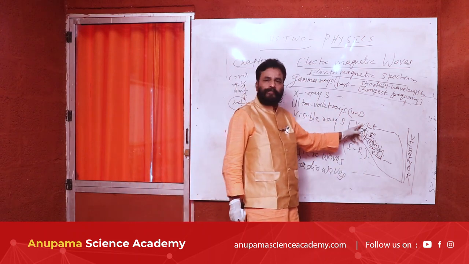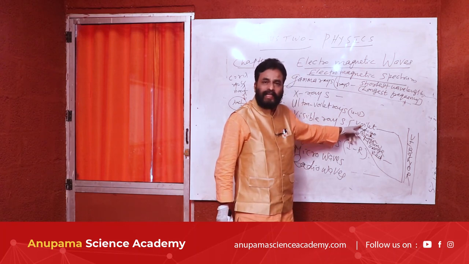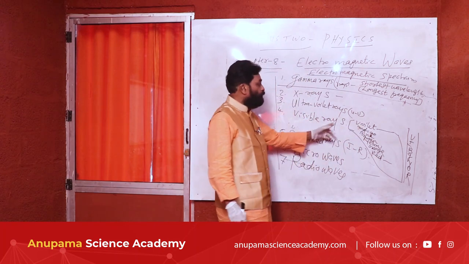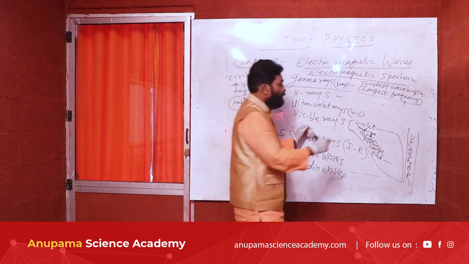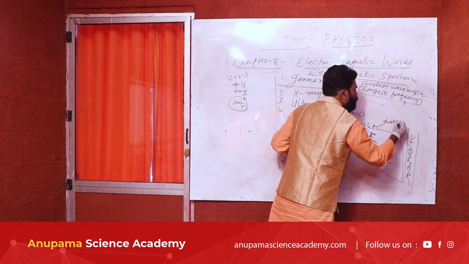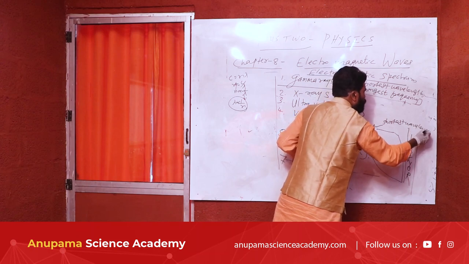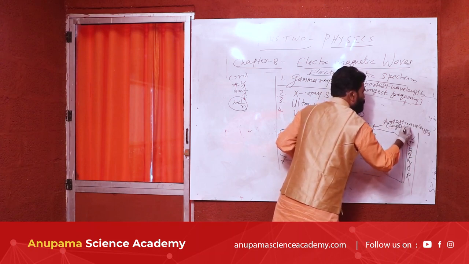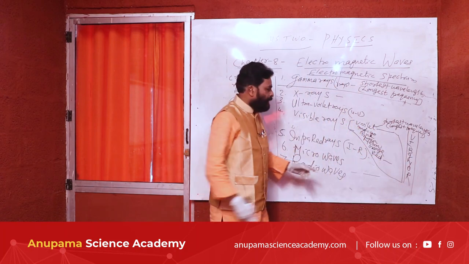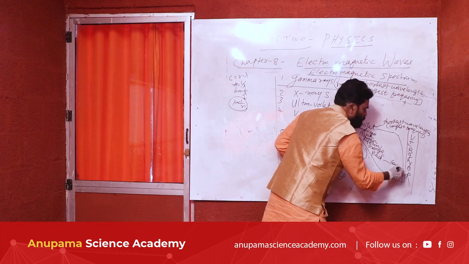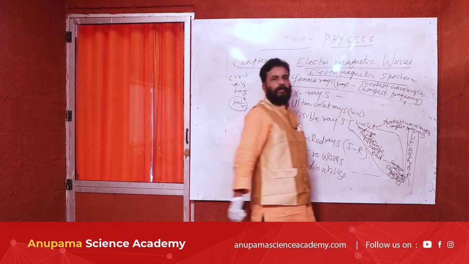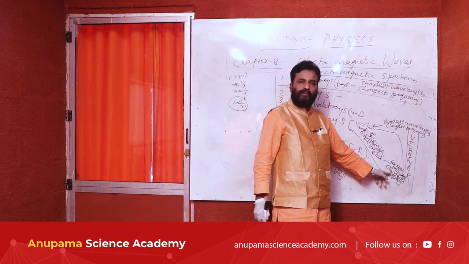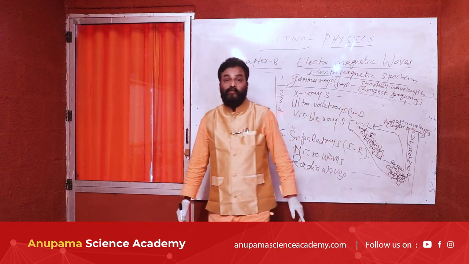So violet is the shortest wavelength ray, and these rays are visible to human eyes. So they are called visible rays. Violet is the shortest wavelength in the visible region, so it is longest frequency. In the visible rays, red is the longest wavelength, so shortest frequency. Red is shortest frequency, longest wavelength. So the longest visible radiation is red.